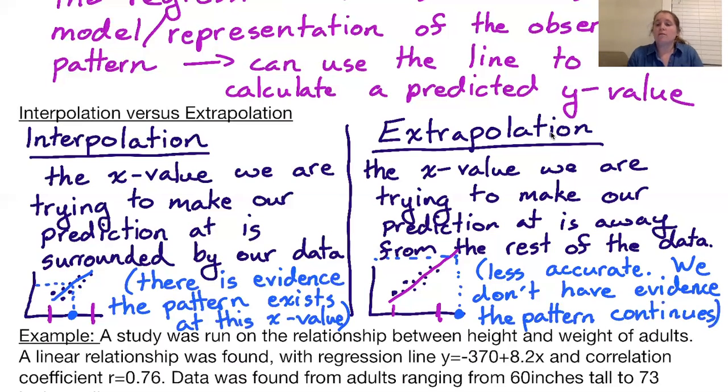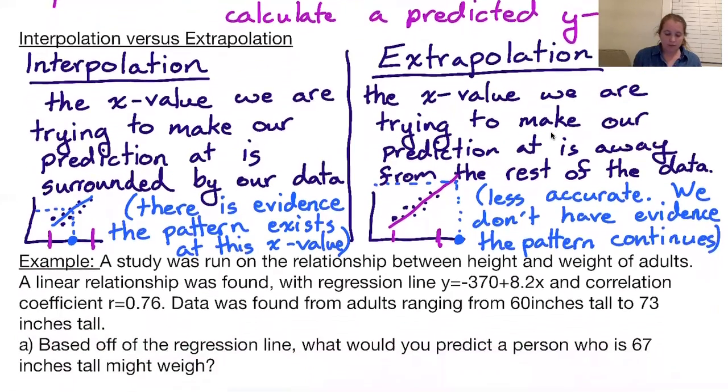So interpolation is reasonable usually, especially if we have a strong correlation, because we have lots of evidence that that pattern exists, at least near that data. Extrapolation, even if we have a strong correlation, we only have evidence that the pattern exists where our data falls. It could be that we have a very strong linear relationship and then all of a sudden it flattens out. So if we don't have the evidence of the pattern, we can't necessarily say, yes, this is what will happen once we go beyond the pattern.